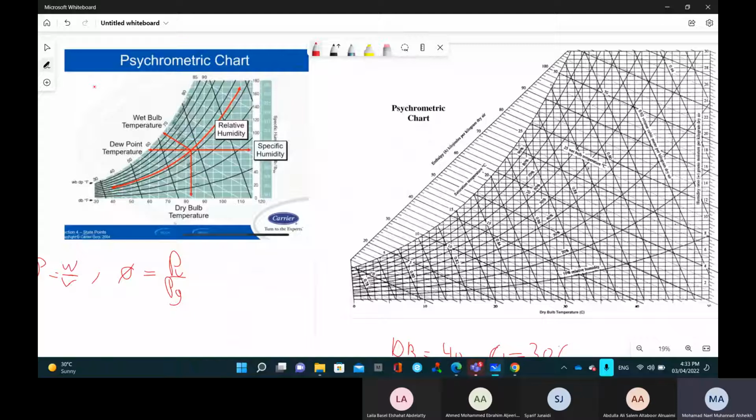The psychometric chart, like this one here, is taken at constant pressure, and it is used to calculate the following properties: specific humidity, relative humidity, and the wet bulb temperature, dew point, dry bulb temperature. And in our psychometric chart, we are also able to find the enthalpy of the air.